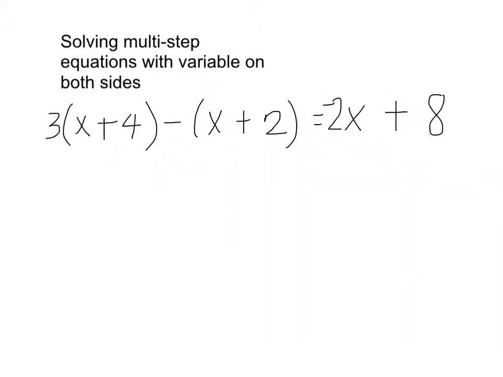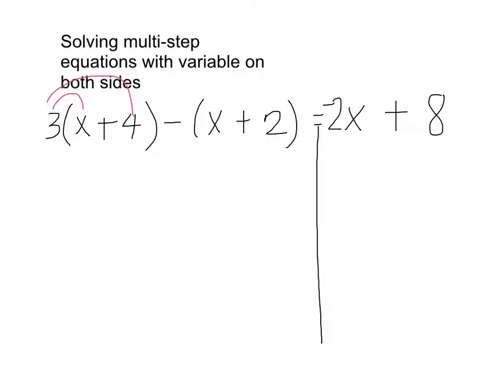Now we're going to solve a multi-step equation with variables on both sides. So the first thing that I'm going to do is draw my line down, because whatever I do to one side I have to do to the other. And then the first thing that you should see are your parentheses. So I have to think of my "Please Excuse My Dear Aunt Sally" and get rid of the parentheses first. So I'm going to use the distributive property to do that.